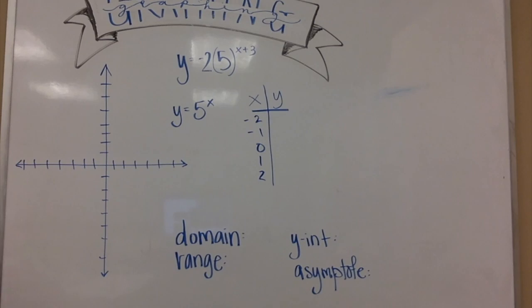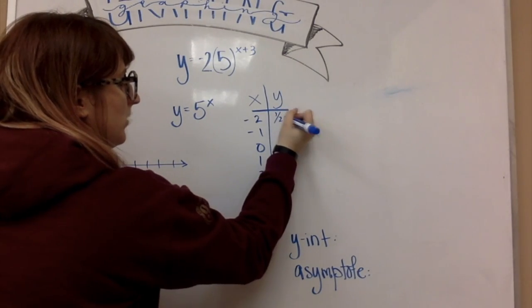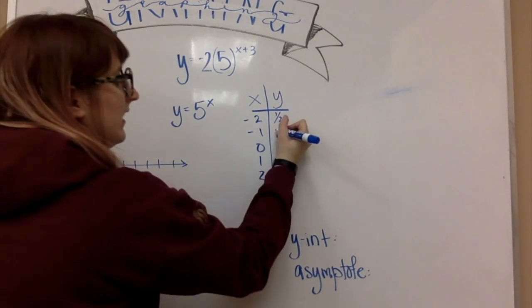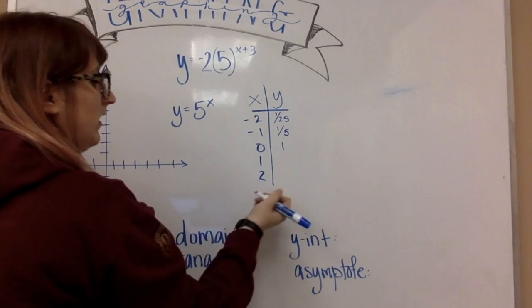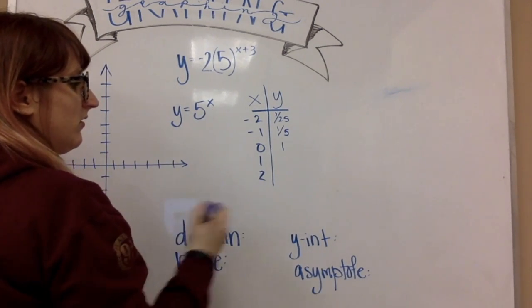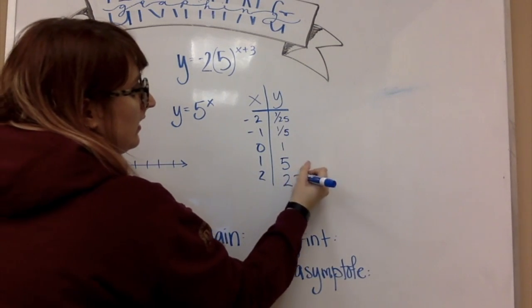And then my outputs. So 5 to the negative second is 1/25. 5 to the -1 is 1/5. 5 to the 0 is 1. 5 to the first is 5. And 5 to the second is 25.